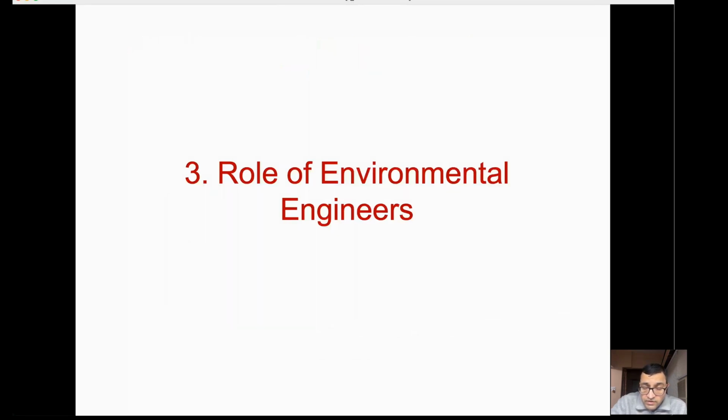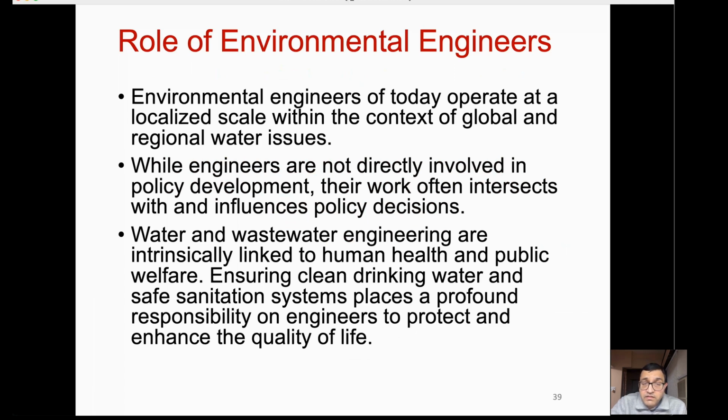So overall, from looking at all of these global issues and local issues for Alaska, what's the role of environmental engineers? Well, environmental engineers of today operate at a localized scale within the context of global and regional water issues. While we are not directly involved in policy development, the work often intersects with and does influence policy decisions. So it's imperative that engineers are well aware of and grounded in the context of a lot of these issues, because that's what their work is going to be based on.